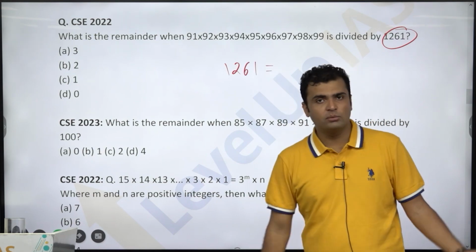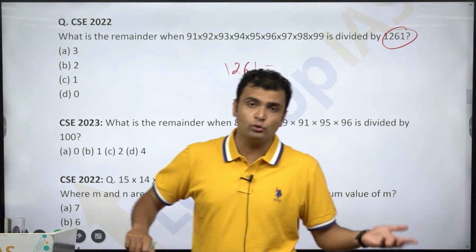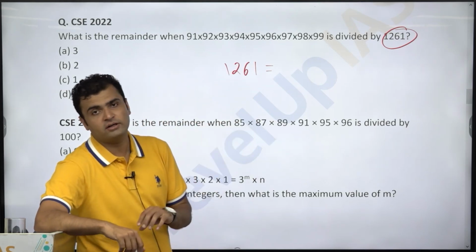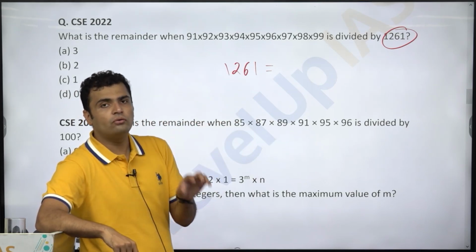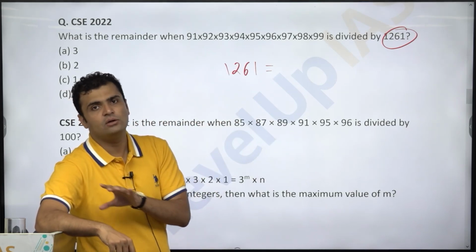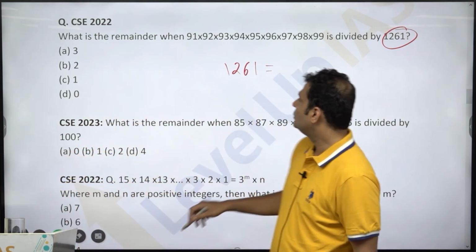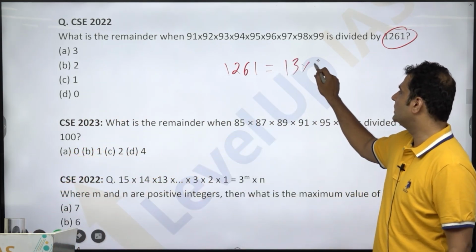1261 is a difficult number to factorize, so you have to start from 2. You have to look for prime factors of 1261. Is 2 a factor? No. 3 no. 4, 5 no. 7 no. 11 no. But if you divide this by 13, you will get 13 into 97.